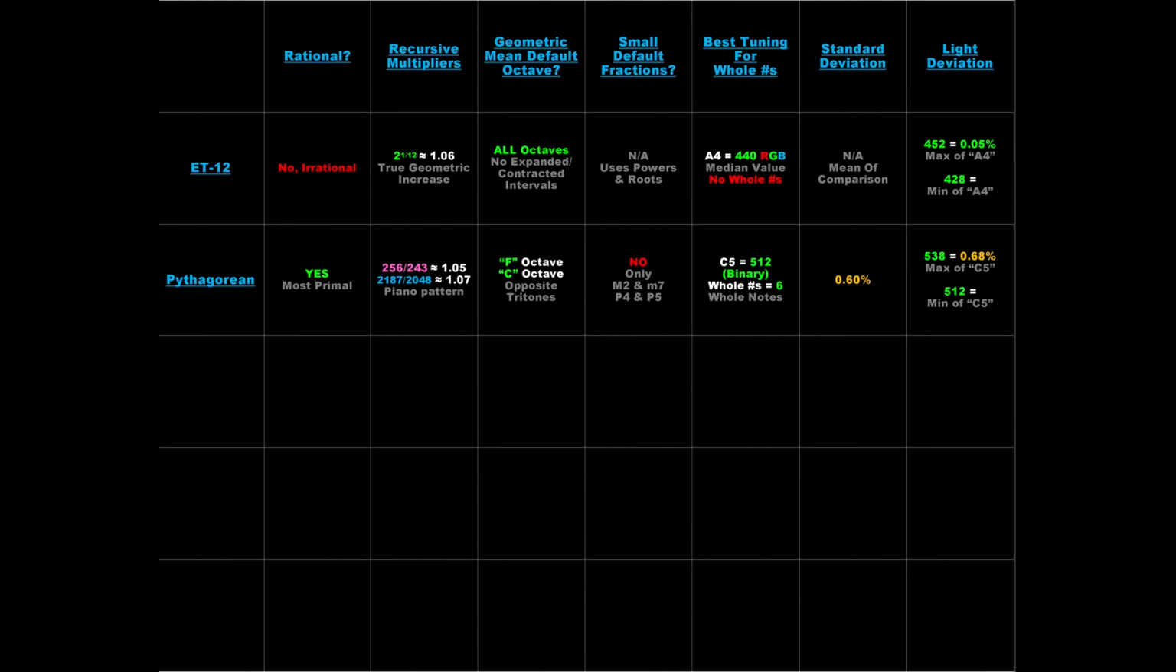And when it comes to mapping Pythagorean tuning with light, we determined the best value for C was 538. If we have 538 for the maximum value, that makes 512 the minimum value.